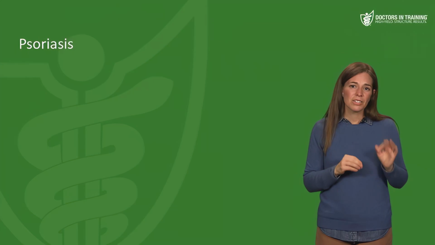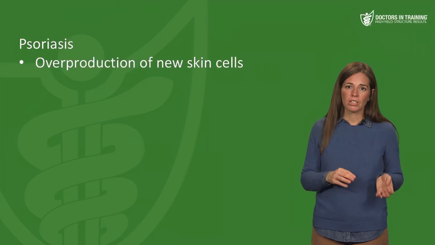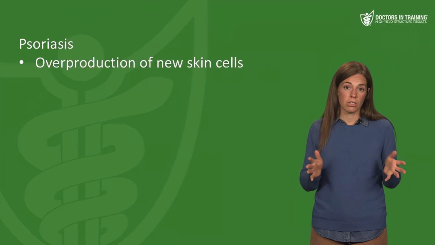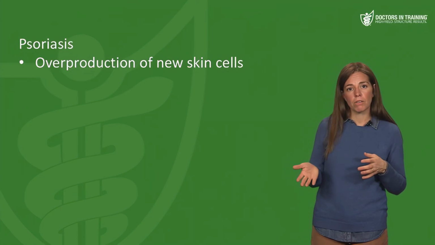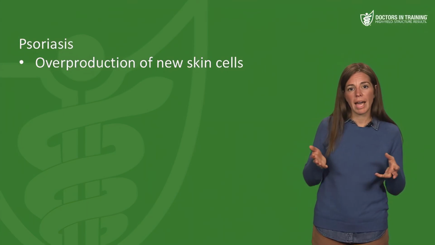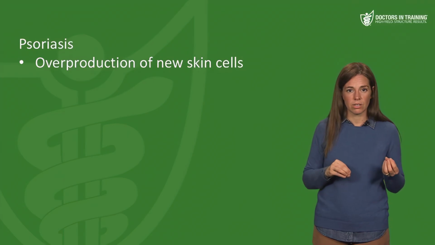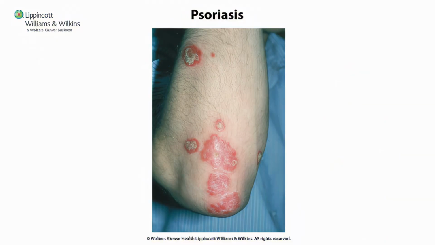Psoriasis is one that you definitely want to know. Psoriasis historically had been described as an overproduction of new skin cells with cause uncertain, although now it's believed to be more of an immune-mediated disease caused by activated T cells and dendritic cells. So what you see are papules and plaques with silvery scaling. It's one of the few things that causes a silvery scale. So if you see that on the test, think about psoriasis. Patients will very commonly have this on the knees and elbows.